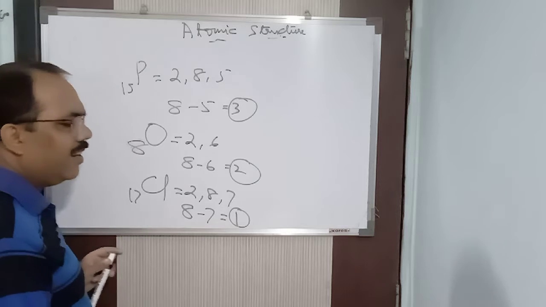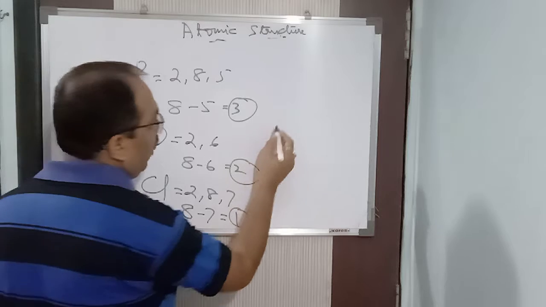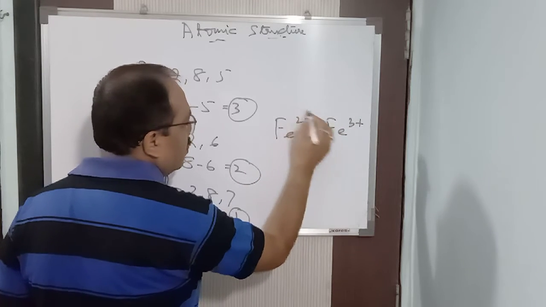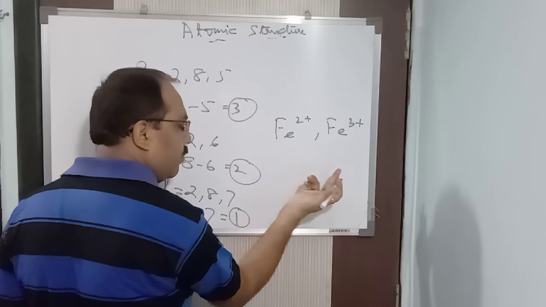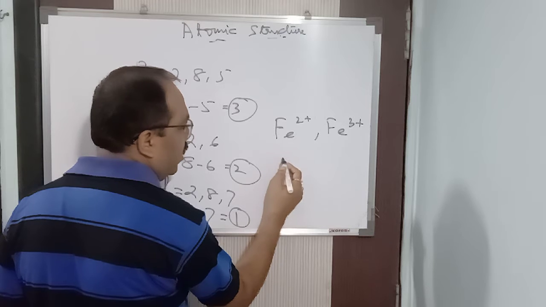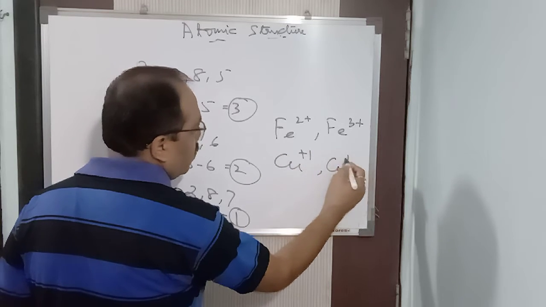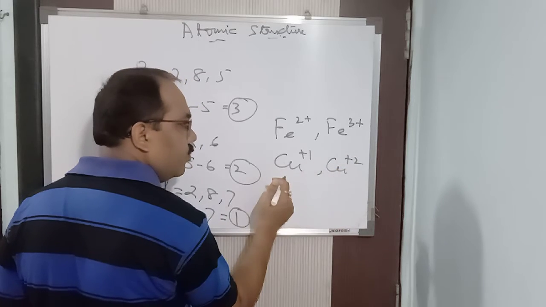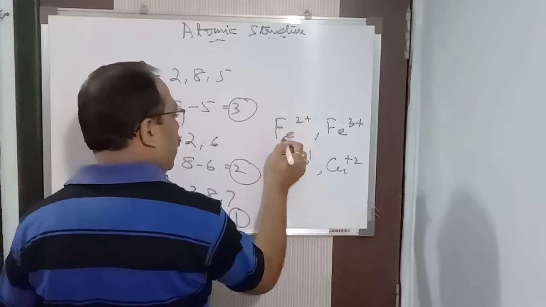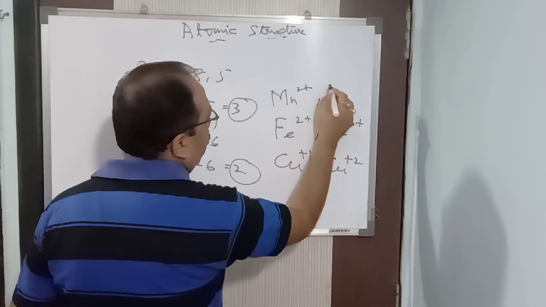There are also certain elements which have variable valencies. You have studied iron, which has valencies Fe2+ and Fe3+. So valency can be 2 or it can be 3. Next, we have copper, Cu+ and Cu2+, so valency is 1 and 2. Similarly, manganese, cobalt, nickel, and so many others.